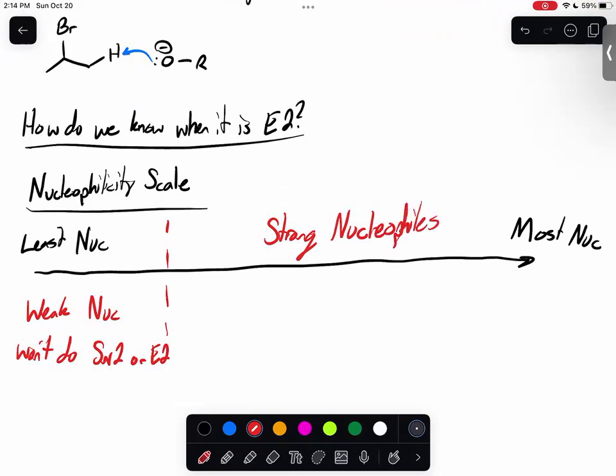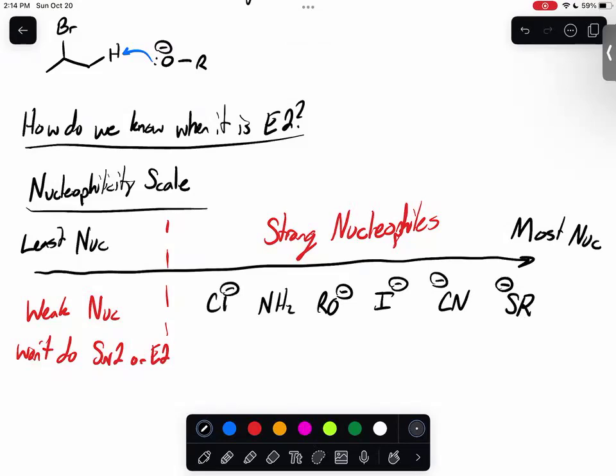With this in mind, we ranked these in terms of a lot of things. We did some size, we did some electronegativity, stuff like that. And we came up with this idea that all the way at the top was generally our sulfur nucleophiles. Then we have CN, we have I minus, RO minus, we have our NH2, and then our Cl minus. And we said that even though nucleophilicity generally scales with basicity, it doesn't always. And so this idea here doesn't match a basicity scale.